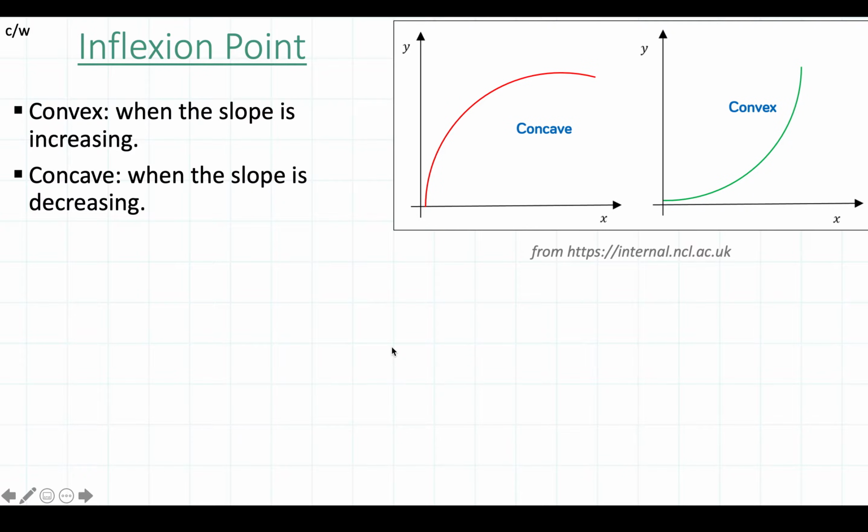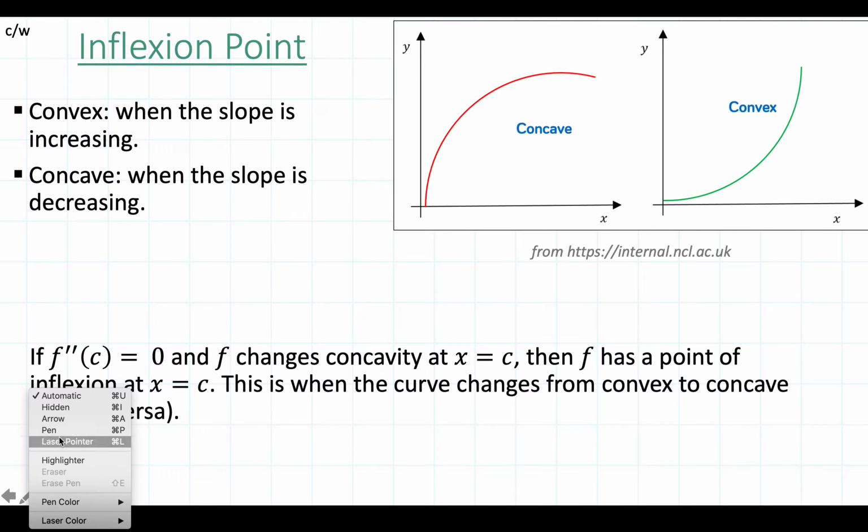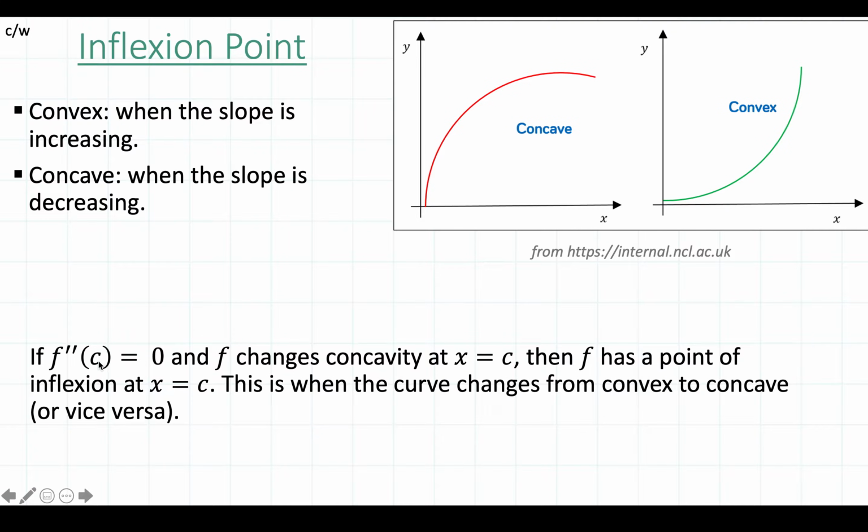So knowing these definitions, we can now define the inflection point. An inflection point is if you have a point C, so you're substituting C in the second derivative. We're looking at the second derivative now. And if at that particular point your second derivative is equal to 0, and f changes concavity, so it goes from concave to convex, or from convex to concave. I'm going to show how this looks in the next slide. At that specific point, if these two properties fit, then f has a point of inflection at that particular C.